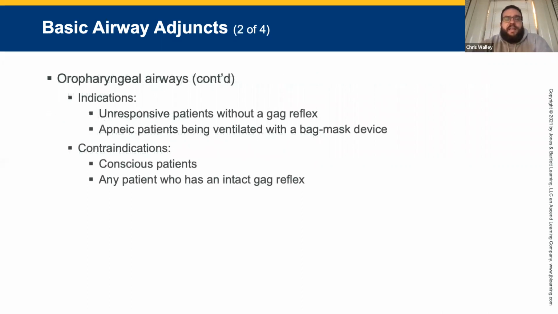Some of the indications for when we're going to use these: unresponsive patients without a gag reflex, which means they're breathing or they're apneic, okay? Apneic patients being well ventilated with a bag valve mask. Some of the contraindications include a conscious patient, so we're not going to put this on somebody that's conscious. It's just not going to work. Also any patient, conscious or unconscious, who has an intact gag reflex.